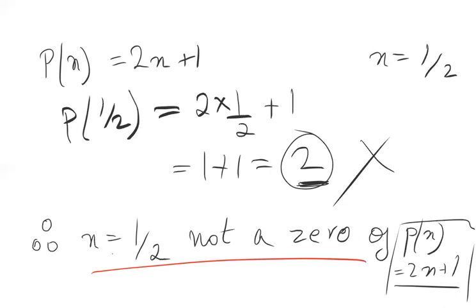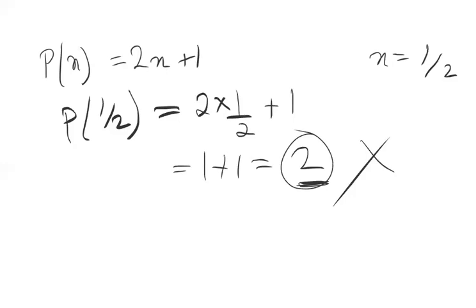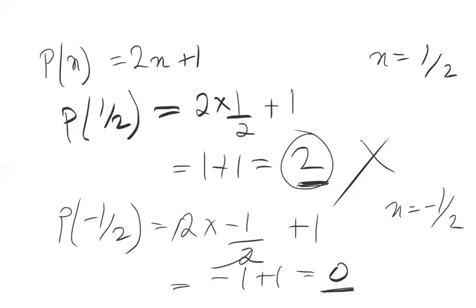But इस same question में अगर मैं लेता हूँ x equal to minus half, तो आपको क्या लगता है आएगा कि नहीं आएगा? If I take x is equal to minus half in the same one, will I get it? Let's see. 2 into minus 1 by 2 plus 1. Minus 1 plus 1. Yes, so I got a 0. So when I keep x value is equal to minus half, I get a 0. So this is a 0 of the polynomial. Alright.